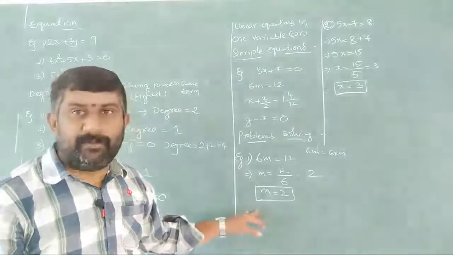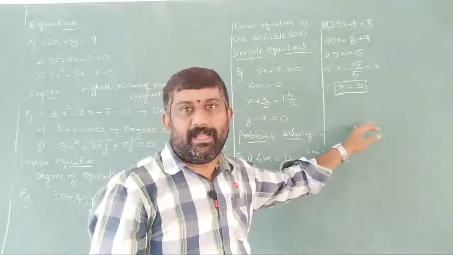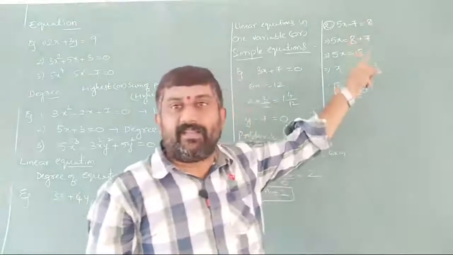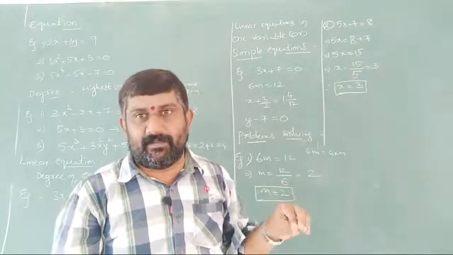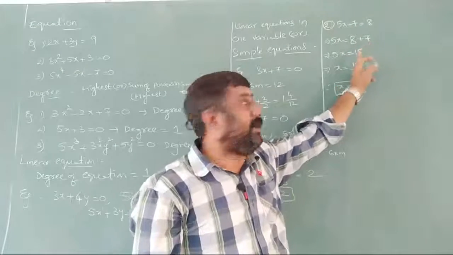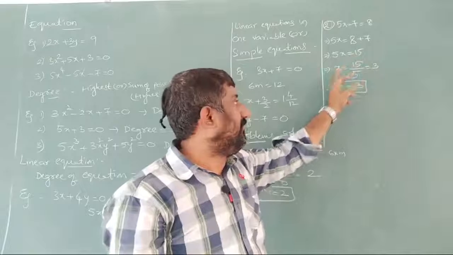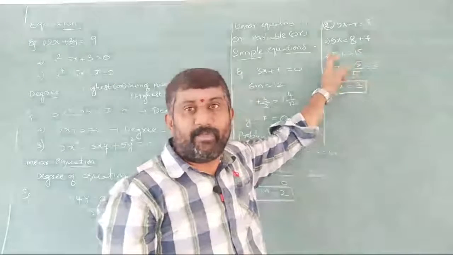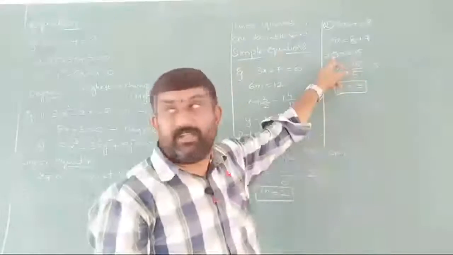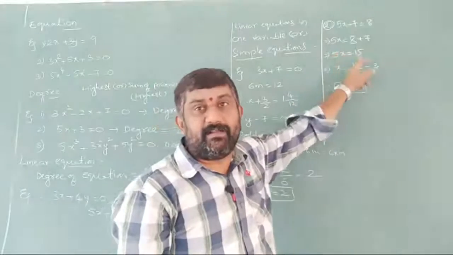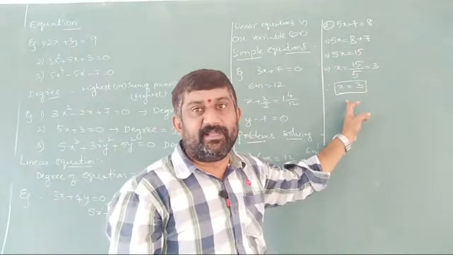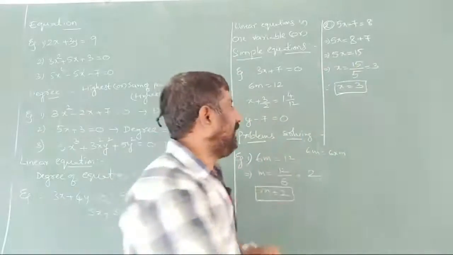This is the first one I took with multiplication, and the second one with subtraction and addition. So 5x minus 7 is equal to 8. Send minus 7 to the right side, it becomes plus, the opposite operation. Minus 7 becomes plus 7, 8 plus 7 is 15. Now 5x is equal to 15, and we have to make x free. So send this 5 again to the right side. Here 5 is a multiple, and make it a divisor. So 15 by 5 is nothing but 3. So the answer of x is going to be 3. Next, let us take another example here.